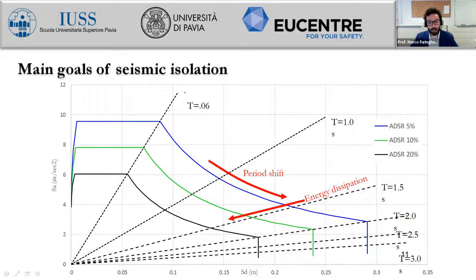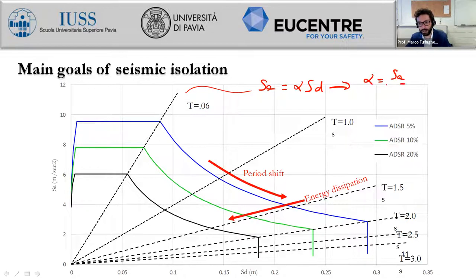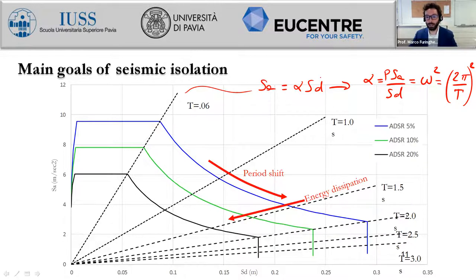So this line can be considered as SA equal to just a coefficient times SD, which is the horizontal coordinate. So we can consider this coefficient as the ratio between the spectral acceleration and the spectral displacement, okay? But we know that the relation between the pseudo spectral acceleration and the spectral displacement is omega squared. And omega squared is (2 pi over T) squared, where T is the period. Okay, so this means that the slope of all these lines is directly a function of the period.